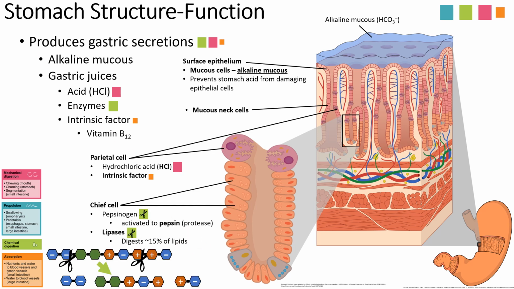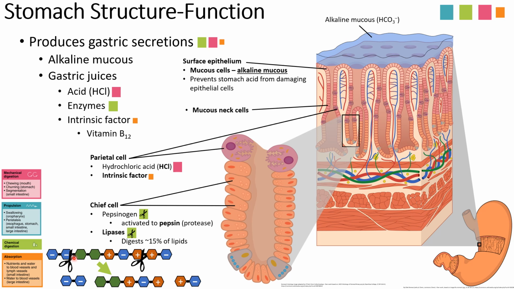The next cells in the very deep part of the gastric glands are the chief cells. So these chief cells are specialized to release enzymes or zymogens, which are enzyme precursors that will actually do the chemical digestion in the lumen of the stomach. So the two enzymes are pepsinogen, which in the stomach lumen is activated and converted into pepsin, which is a protease that breaks down proteins. And then it also produces lipases, which digest approximately 15% of the lipids.